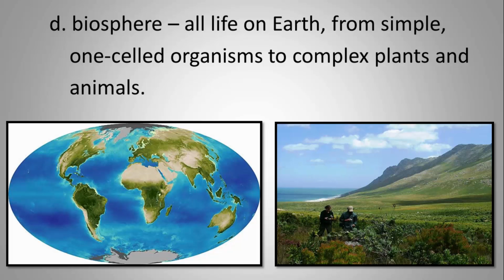The image on the left shows the big picture of Earth with the continents, and the green shades, that would be plants, the vegetation. And to the right, you see some human beings interacting with some of the biosphere, the plants that are in that particular area.